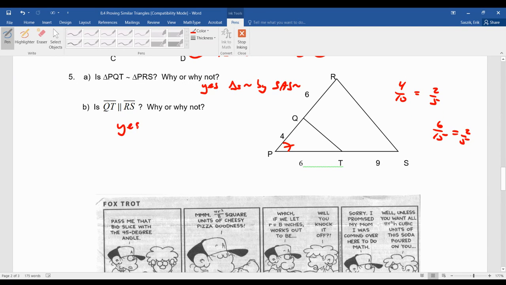This would be a yes as well, because angle QTP is congruent to angle S by CASTC. Oh, what's that? Well, corresponding angles of similar triangles are congruent. So we just said that these triangles were similar, my bad, which means these angles have to be congruent. And if those are congruent, that forces these lines to be parallel because these are corresponding angles.